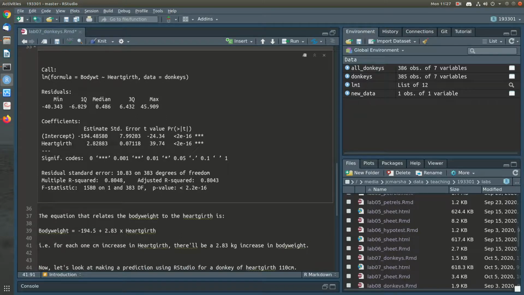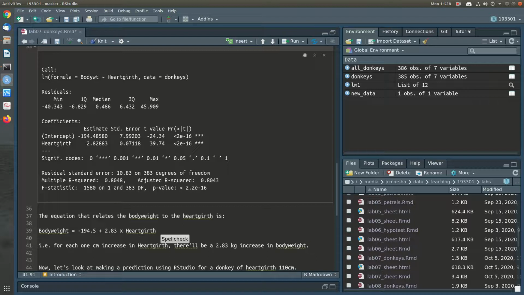The minus 195 is the body weight of a donkey with heart girth 0. If you put heart girth equals 0 in this equation, you get 2.83 times 0, so minus 194.5 plus 0. So when the heart girth is 0, the body weight is minus 195 kilos, which is silly. And it's silly for two reasons. First of all, it's negative, and it doesn't make any sense to have negative body weight. But also, the heart girth is never going to be 0 centimetres. If you have a donkey, its heart girth will be some positive number.